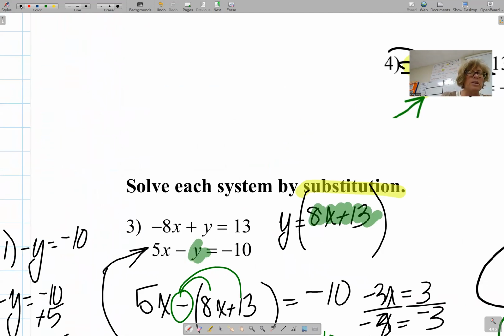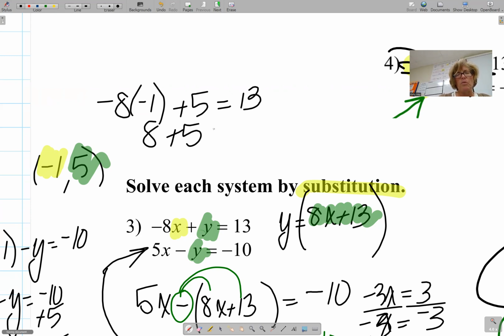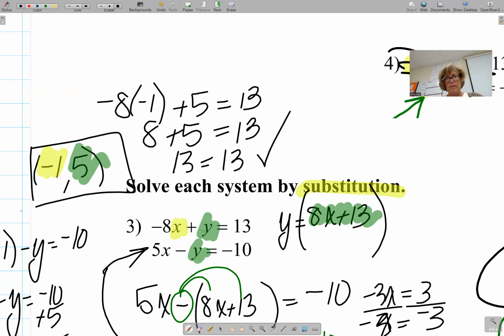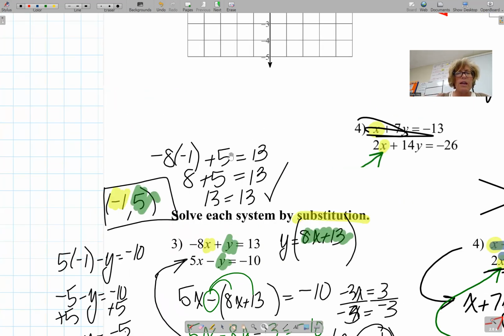What's really nice about this stuff, once again, is you can easily test it. So we are going to plug in -1 to there and 5 to there. We're going to see what happens. So 8 times -1 plus 5 equals 13. That's -8 plus 5... 13 equals 13. Ta-da, you know you're correct. So there's your solution set. So to recap, you redefine one variable in terms of the other. Then whatever equation you use to redefine, you plug it back in, and that is substitution.